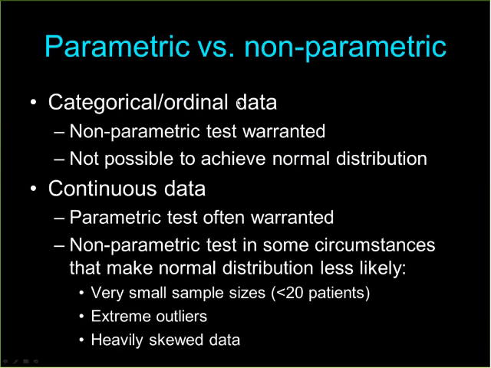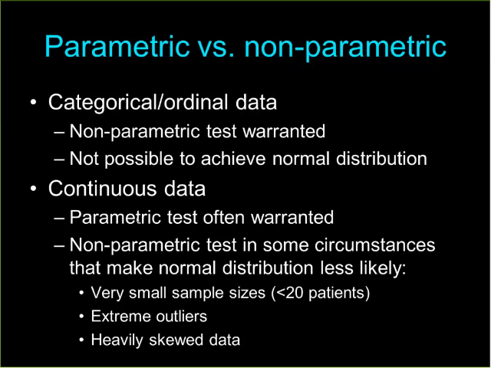So back to the issue of parametric versus non-parametric data. So for those first two data types, the categorical data and ordinal data, a non-parametric test is typically warranted. This type of data generally we can't really fit to a normal distribution. For the continuous data, a parametric test is typically warranted. And we can use the parametric test, which generally will give greater power for that type of data.